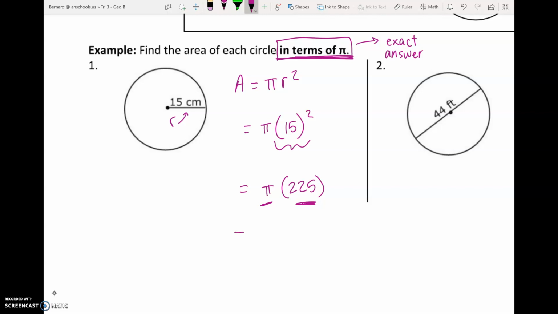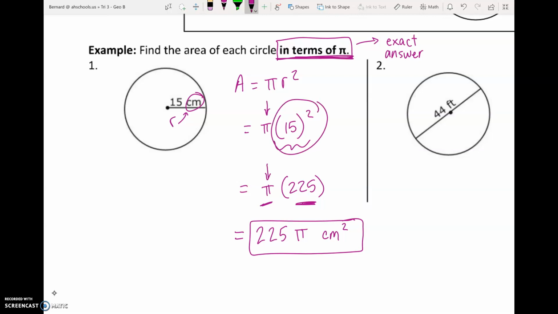Now, we will write it in a different order. We are going to call this 225 pi. That's your final answer, except that we need to write centimeters squared because these are still area problems. But that's how you keep it in terms of pi. You literally just leave the pi there. Don't do anything with the pi and simplify the rest of it as far as you can.